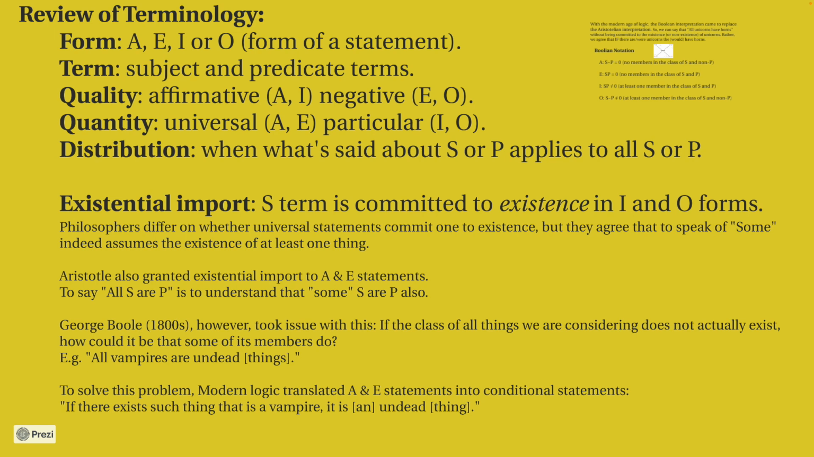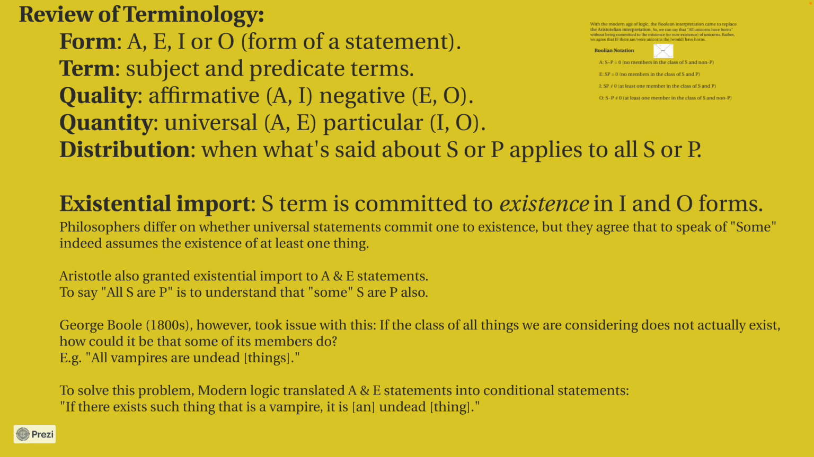And there is a quantitative aspect of a proposition, as it says something that is either universal or about a particular thing. And our terms are either distributed or undistributed, and distribution means that what is said about S or P applies to all of S or P.